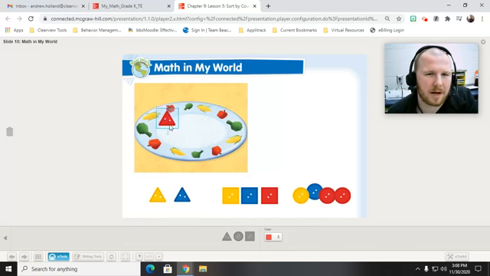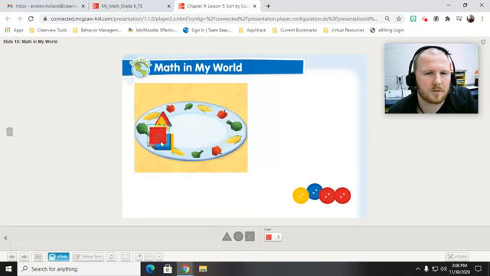Sort these out by their count. So let's see. I have 1, 2, 3 triangles, so I'm going to put 3 over here. Okay. And then I have 1, 2, 3 squares, so I'm going to put 3 squares over here.